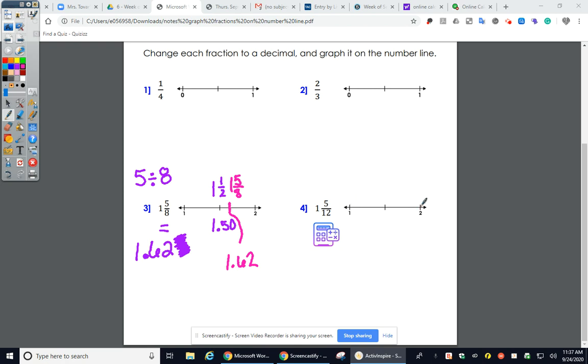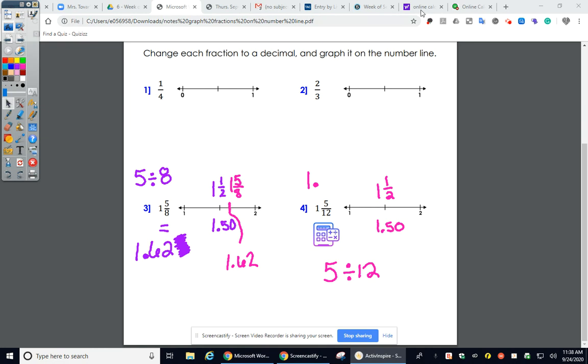Again, I'm going to check my whole numbers. We have 1 and 2 as our whole numbers. So we know that this middle part here would be 1.5. If we were looking at it as money, it would be $1.50. Here I have 1 and 5/12, so I have $1 and some change. So I now need to divide my fraction and turn it into a decimal. So in my calculator, I'm going to hit 5 divided by 12.